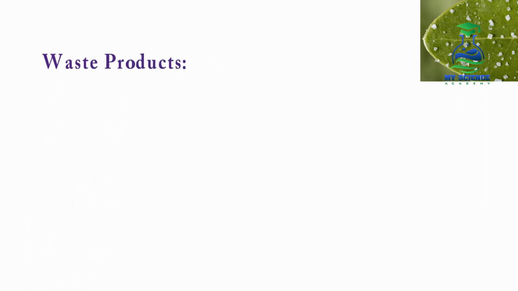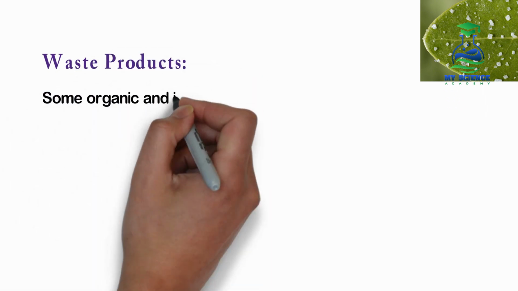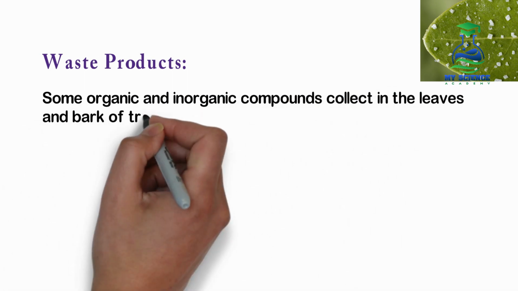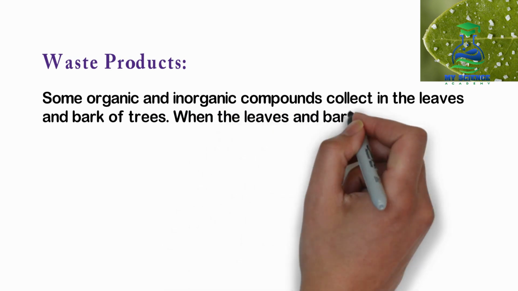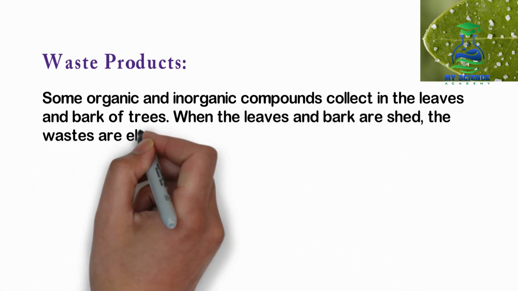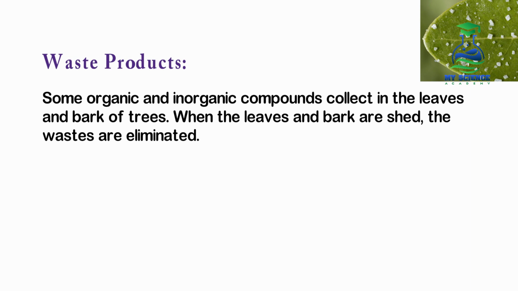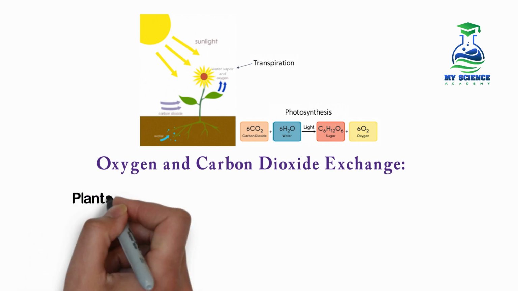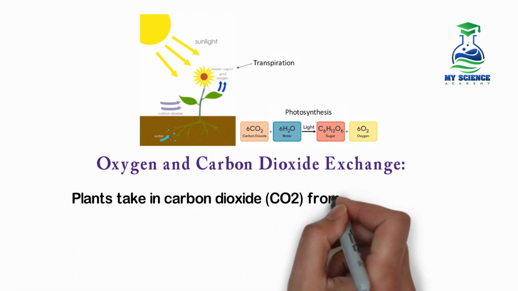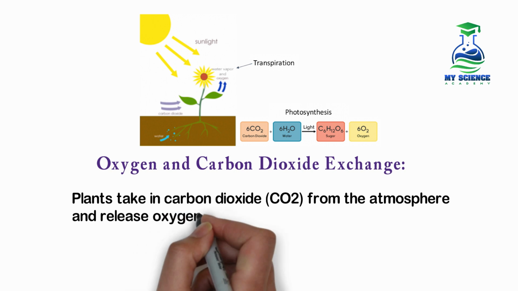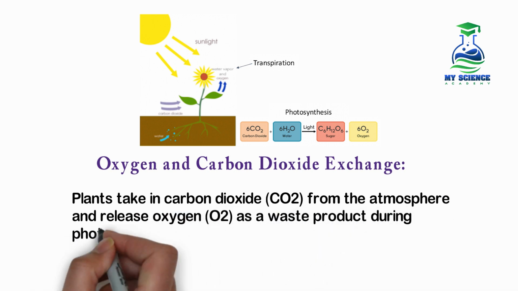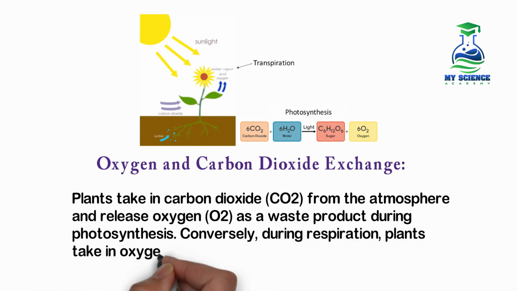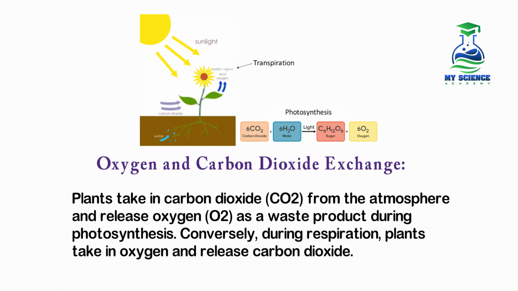Then is the removal of waste products. Some organic and inorganic compounds collect in the leaves and bark of the trees, and when the leaves and bark are shed, the wastes are eliminated. Next, we will see how the exchange of gases occurs. Plants take in carbon dioxide from the atmosphere and release oxygen as a waste product during photosynthesis. Conversely, during respiration, plants take in oxygen and release carbon dioxide.